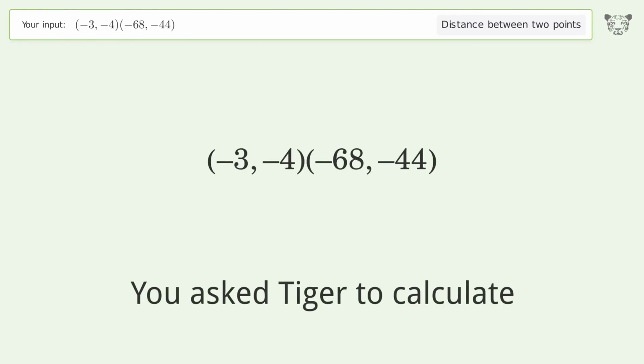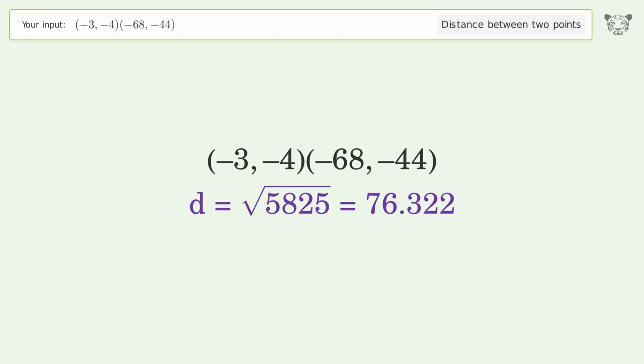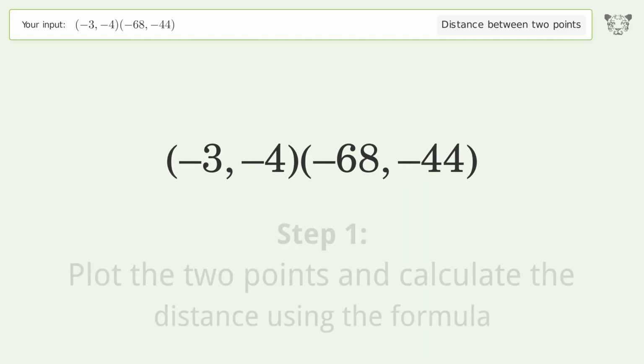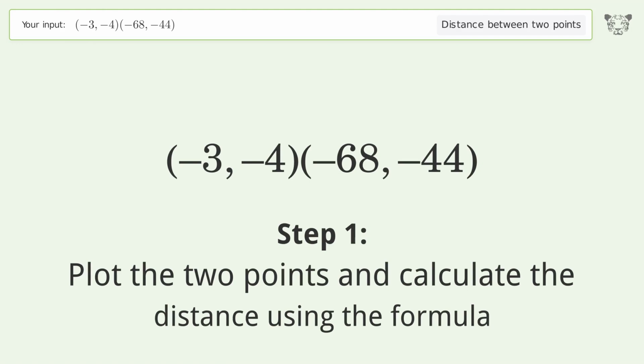You ask Tiger to calculate. This deals with the distance between 2 points. The distance between the 2 points is the square root of 5,825, or 76.322. Let's solve it step by step. Plot the 2 points and calculate the distance using the formula.